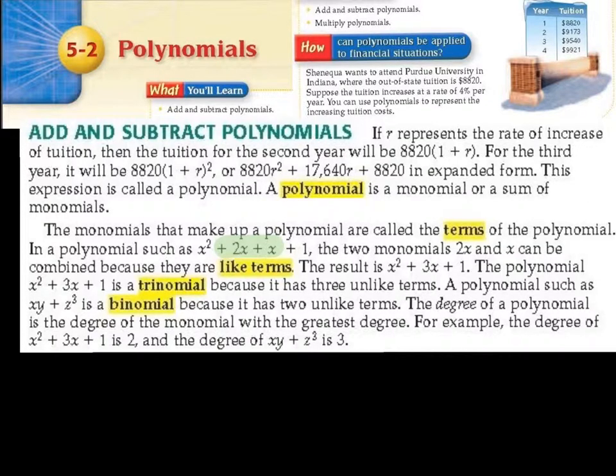The polynomial x squared plus 3x plus 1 is a trinomial because it has 3 unlike terms. A polynomial such as xy plus z cubed is a binomial because it has 2 unlike terms. The degree of a polynomial is the degree of the monomial with the greatest degree. For example, the degree of x squared plus 3x plus 1 is 2, and the degree of xy plus x cubed is 3.